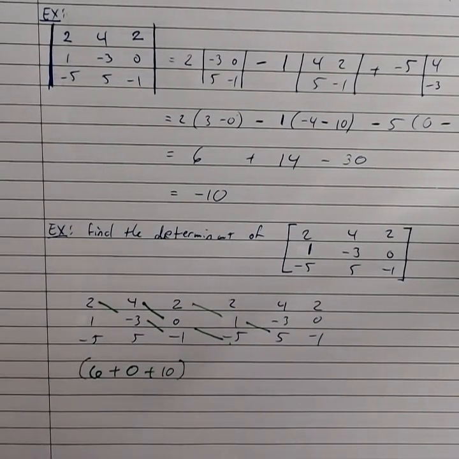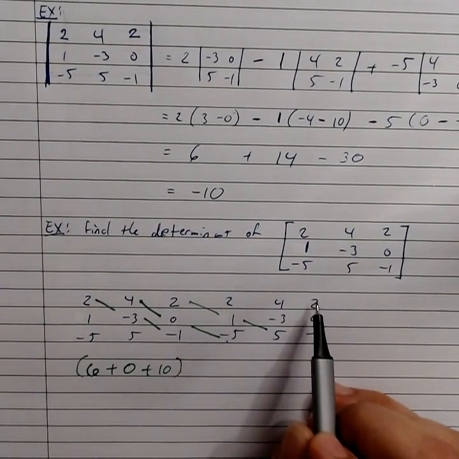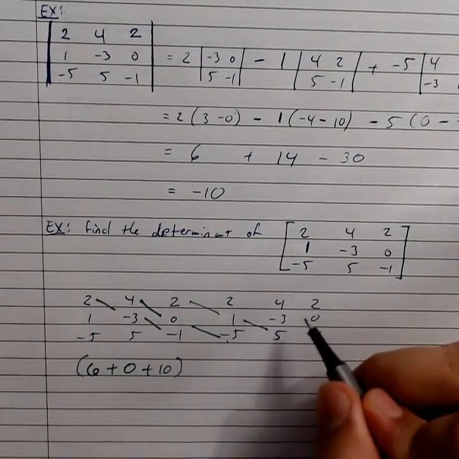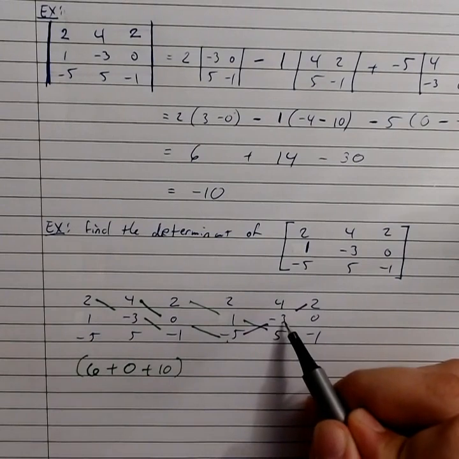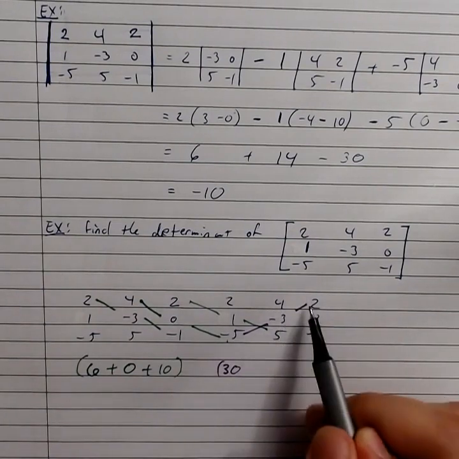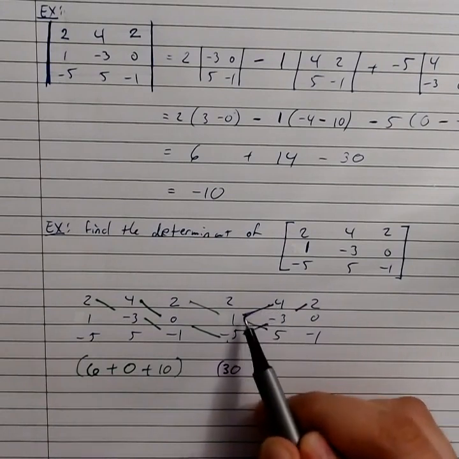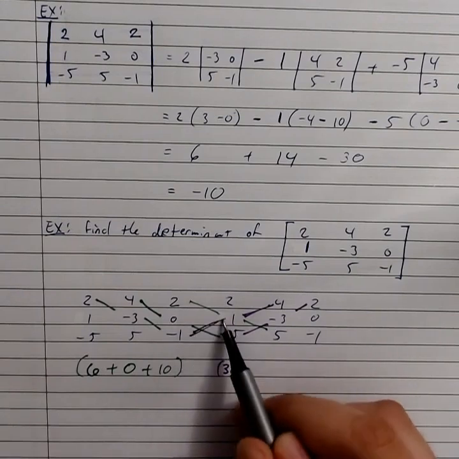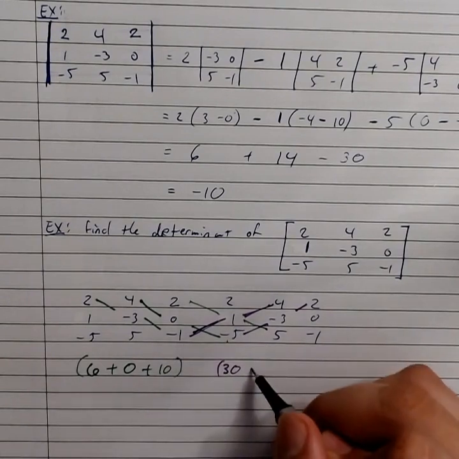Okay, now we're going to do the same thing but going backwards. Meaning, instead of starting from this way going down and to the right, I'm going to start from this end going down and to the left. So here I'm going to have these three numbers multiplied together. Negative 5 times negative 3 is positive 15. Positive 15 times 2 is positive 30. Okay, now let's do the next number. Starting at 4, go down and over 1, and then down and over again. So that's going to be 4 times 1 is 4, times negative 1 is negative 4.